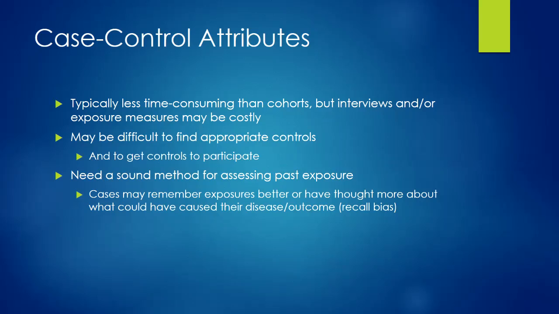And finally, for case control studies, you really need to make sure that you have some sound method for assessing past exposure. And what we worry about here is recall bias, in which those cases who have thought more about the causes of their disease or their past exposures might better remember their past exposures or might over-report them. So then you can end up with recall bias when you have a memory differential reporting between cases and controls.